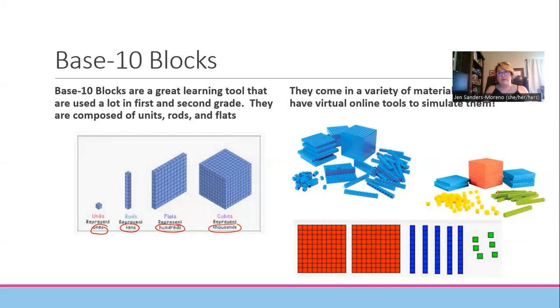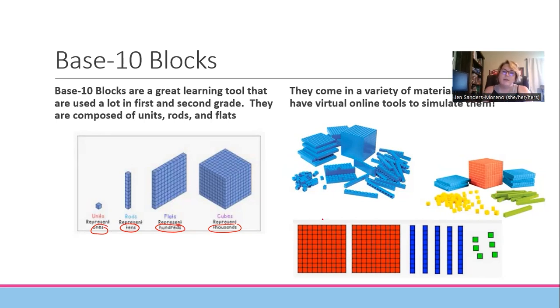So the whole point of this, if you're wondering what you do with this, is that you would represent a number using Base-10 blocks. So how many hundreds do you need? How many tens do you need? How many ones do you need? But we will actually use them as a teaching tool for addition, for adding and carrying, and subtracting and borrowing. So there is a practical application.